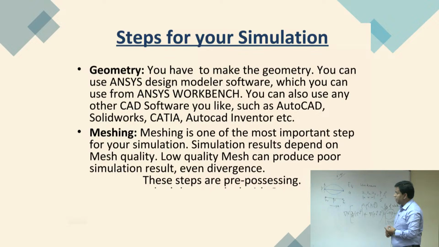Meshing is one of the most important steps for your simulation, and the simulation result actually depends on mesh quality. As I said, the more mesh you have, the better result you have, but sometimes we have to compromise, because we cannot use a huge mesh. To solve our one lung problem, we use up to 30 million mesh cells. It takes about 1 month using 64 processors to solve one problem. It takes more than a month. So, sometimes it is not feasible.